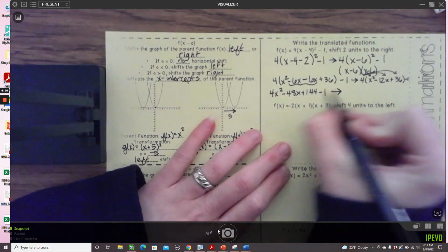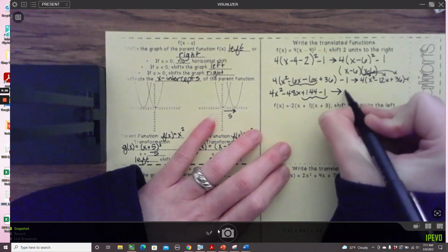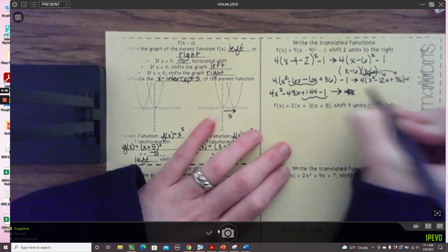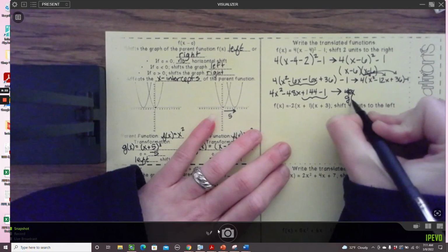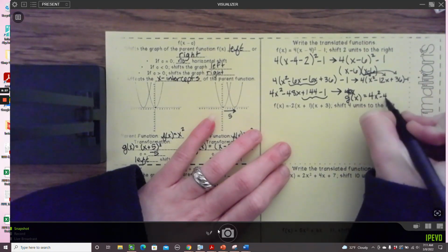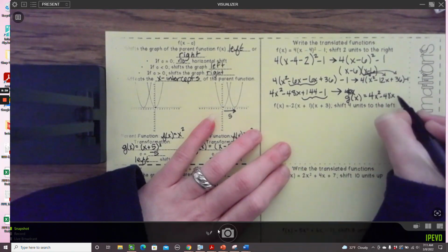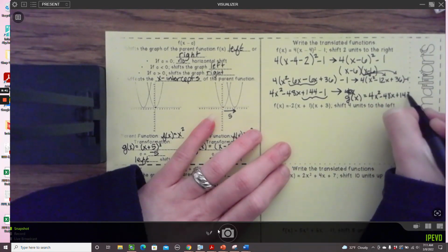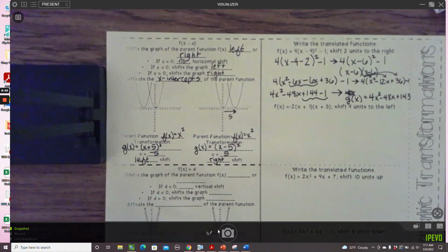So my last and final step is to combine like terms. Let's write that with a g of x. G of x equals 4x squared minus 48x plus 144 minus 1 is 143. Okay, so I'm breaking it back down to standard form.